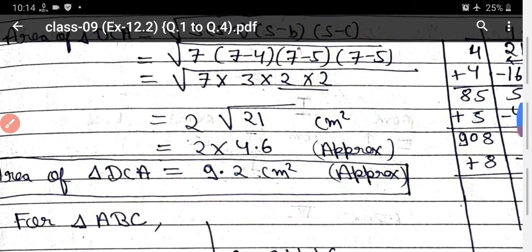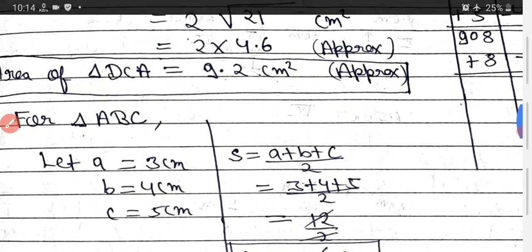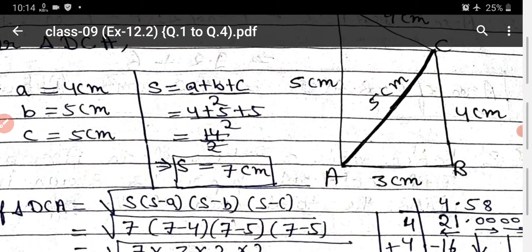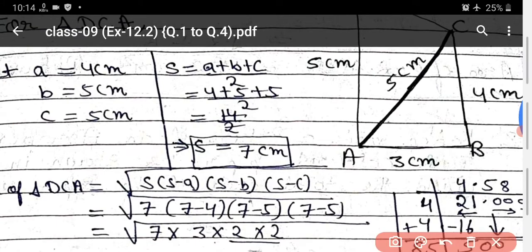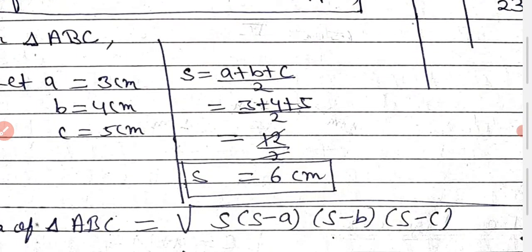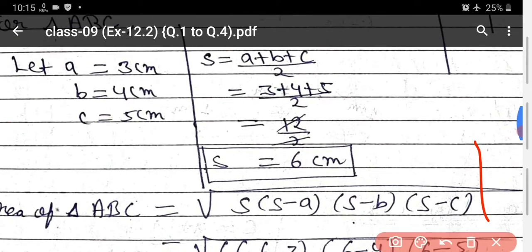So what is the area of the triangle DCA? 9.2 centimeter square. Now for the triangle ABC, just see ABC. The sides are 3, 4 and 5. Find the value of S, and then finally find the area of the triangle by using Heron's formula. So for triangle ABC, a is equal to 3 centimeter, b is equal to 4, c is equal to 5. Just find the value of s: a plus b plus c by 2. Put the values, you will get 6.